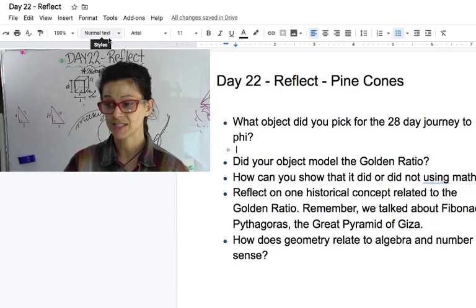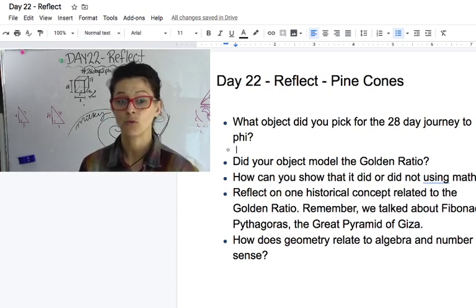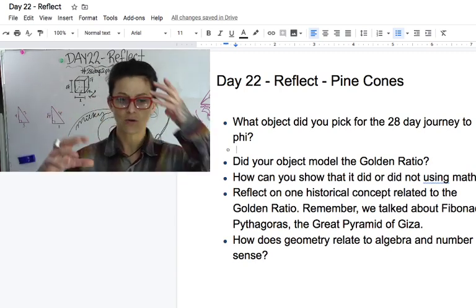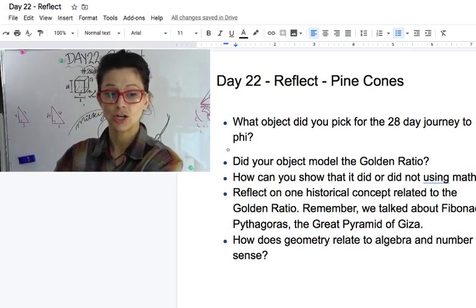And look up here in the styles, it is already back to normal text, so that won't populate anymore what I type now as a heading or a category of text. So what object did you pick for the 28-day journey to Phi?